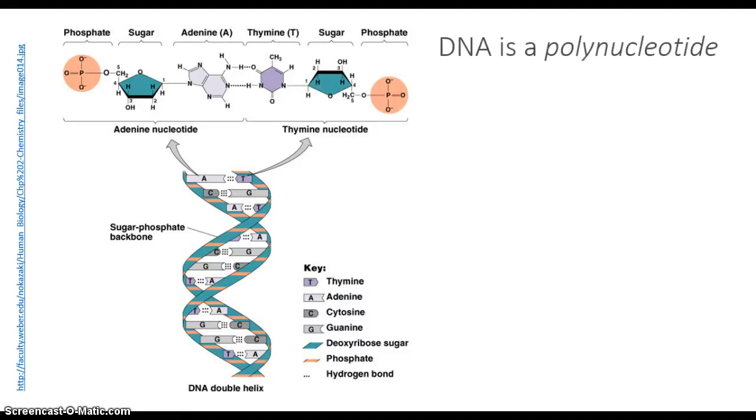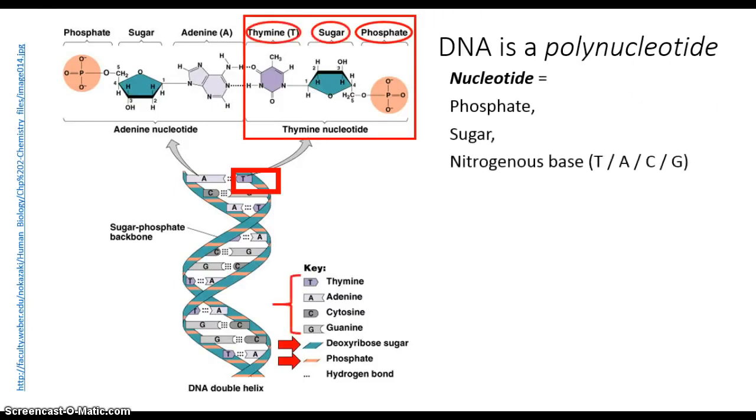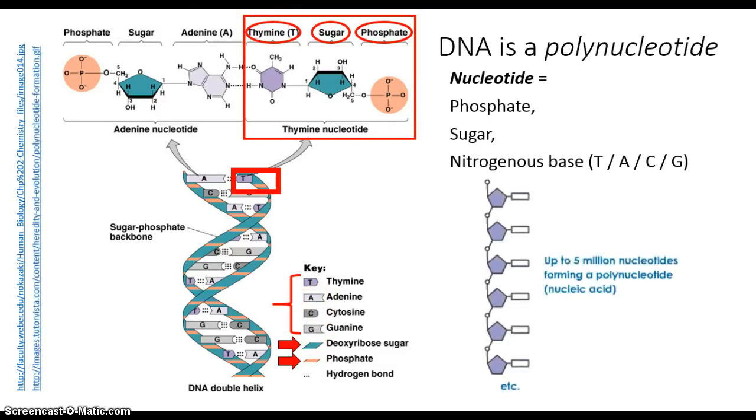If we look at the structure in more detail, we find that DNA is a polynucleotide, poly just meaning many. This is one nucleotide right here. If we zoom in on the molecular structure, we find that a nucleotide is made of a phosphate, a sugar, and a base of some sort like thymine, adenine, cytosine, or guanine. The polynucleotide might be 5 million or so nucleotides in length. A polynucleotide is also called a nucleic acid. DNA is one type of nucleic acid, RNA is another.